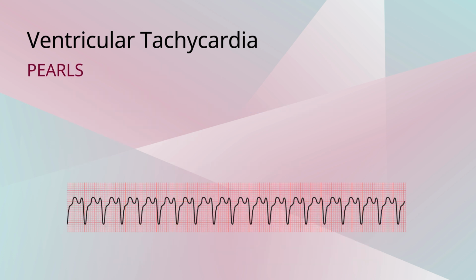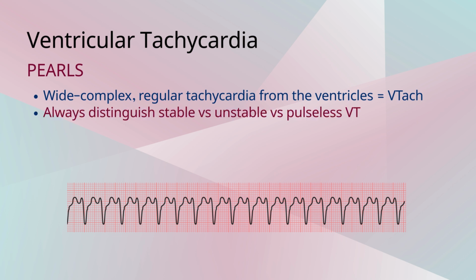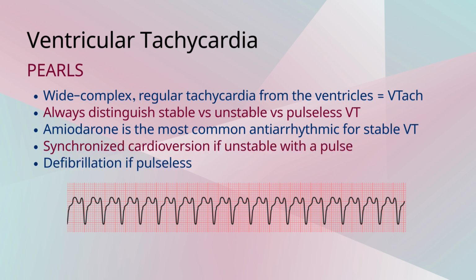Okay, and our pearls for our last rhythm, which is VTach, is that it's a wide, complex, regular tachycardia originating from the ventricles. If you see VTach, you have to determine is the patient stable or unstable. So look at their physical exam, signs of perfusion, their blood pressure, and then do they have a pulse or are they pulseless VT? Amiodarone if they're stable, cardioversion if they're unstable, and defibrillation if they're pulseless.